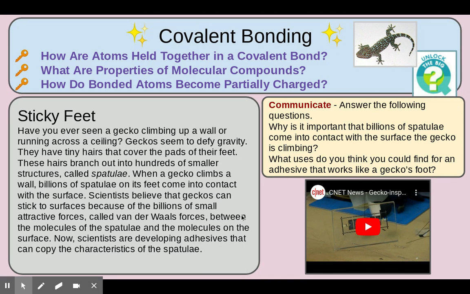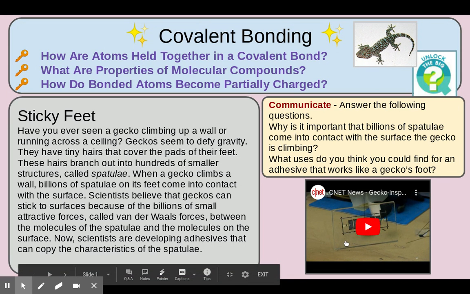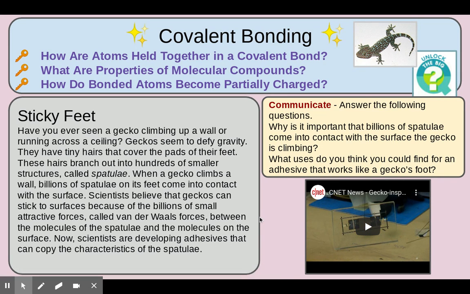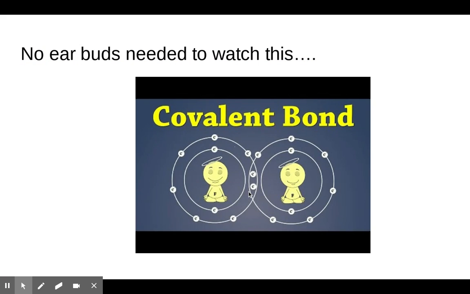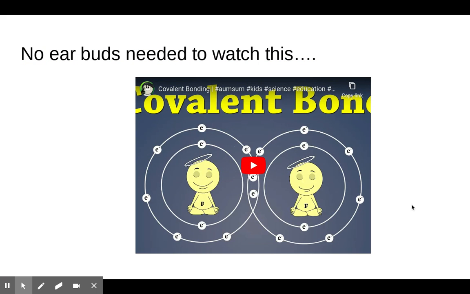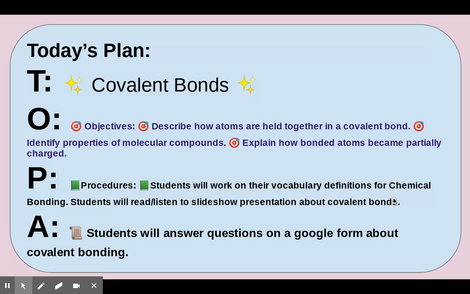And this is a little video that's kind of interesting. It's about how gecko feet work. Okay, so I want you to watch that. Here's another little short video about covalent bonding. I want you to watch that too. That works best if you have it in present mode.